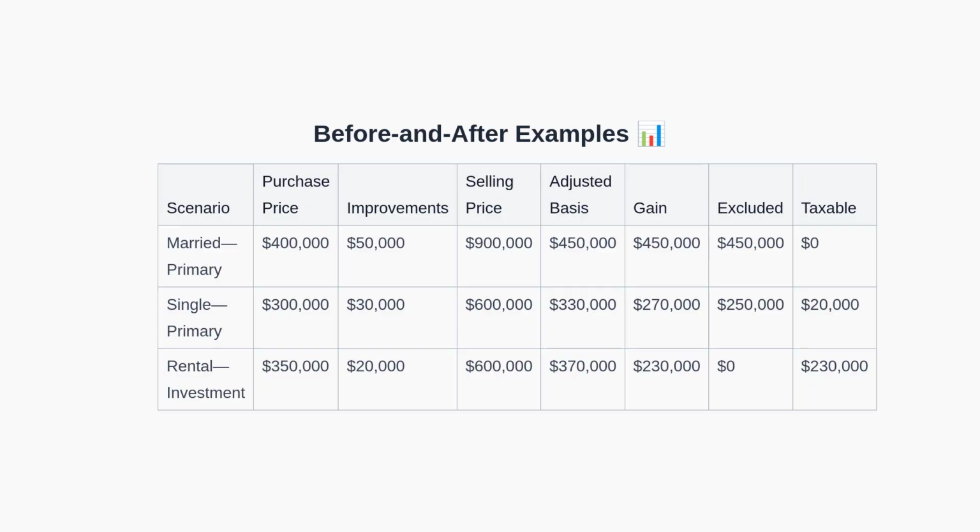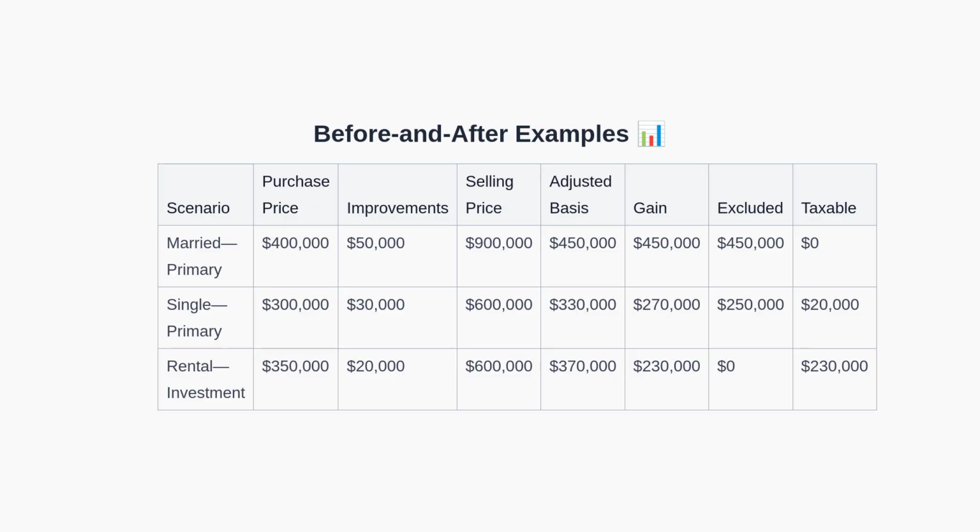Then, let's cement the concept with examples. In the first row, a married couple sells a primary residence purchased for $400,000 with $50,000 of improvements and sells for $900,000. Their adjusted basis is $450,000. The gain is $450,000, all of which is excluded under Section 121, leaving no taxable gain at the federal level.